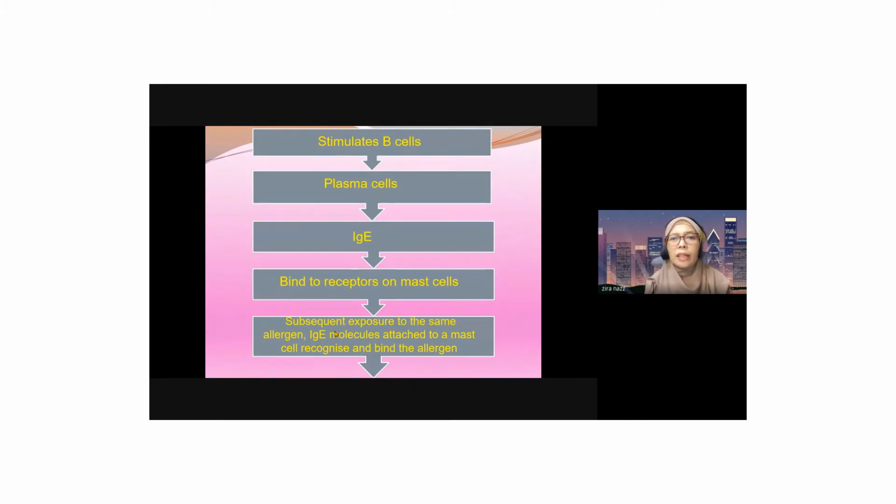So once the B cells are stimulated, they will increase in size, divide by mitosis, and form clones of B cells. And then some of the effector B cells will differentiate into plasma cells, and plasma cells will secrete antibody. But this is an allergic reaction, so the type of antibody is IgE. Okay, unlike the primary immune response, which is IgM. So these IgE then bind to receptors on mast cells, another type of cells.